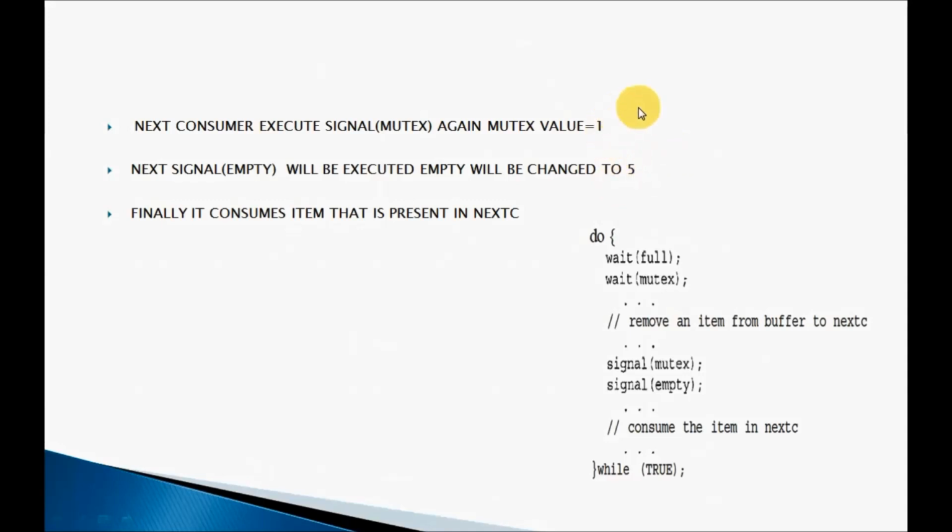So consumer does the changes, it removed the item from the buffer. So finally, after removing the item from the buffer and making the changes, it can consume the item in next C. So finally it consumes the item that is present in the variable next C. Getting, guys? Very simple, right? So it removed it, now it is going to finally consume it after making the changes, because if a producer wants to produce one more item, it can do it without any problems, right?